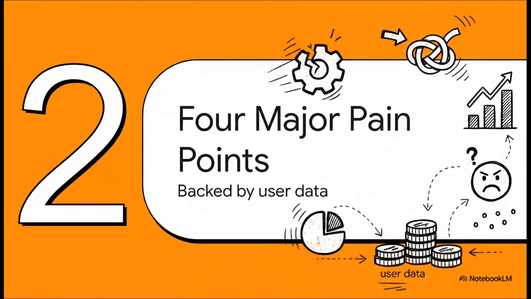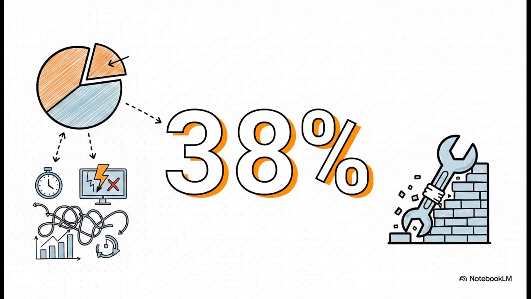Which brings us to Section 2, the 4 major pain points, backed by actual user data. Check out this number, 38%. In recent user reviews, nearly 40% of people highlighted severe performance problems. We're talking about sluggish dashboards, complete timeouts, and charts that just take agonizing seconds to render. The hard truth is, as you add more data sources and blends, the whole architecture starts buckling under the weight.